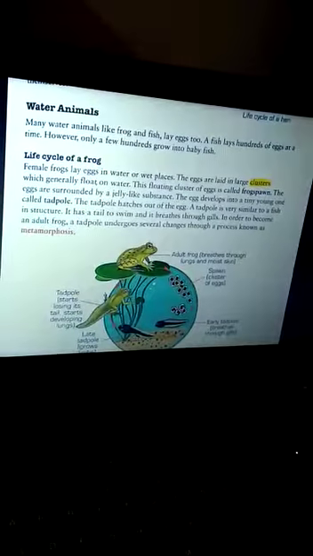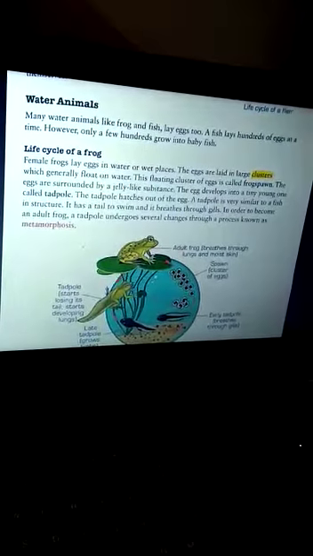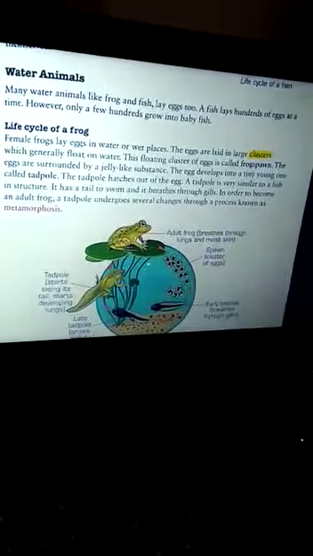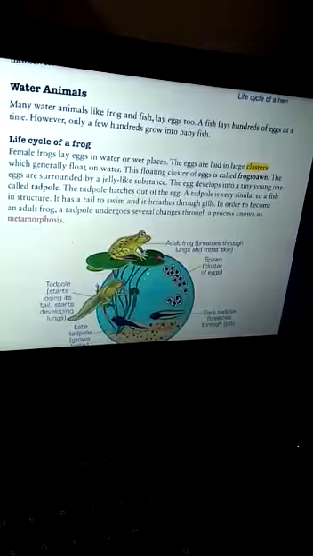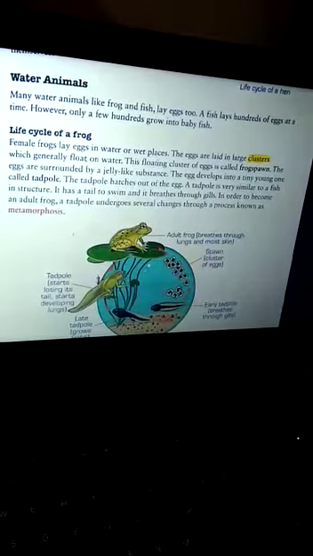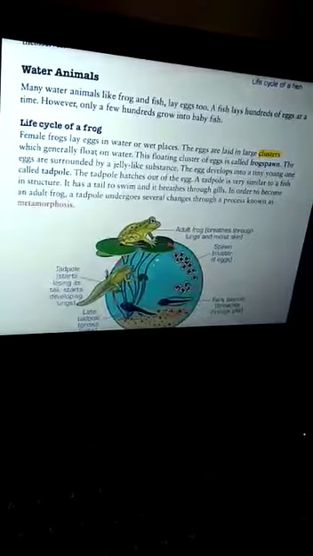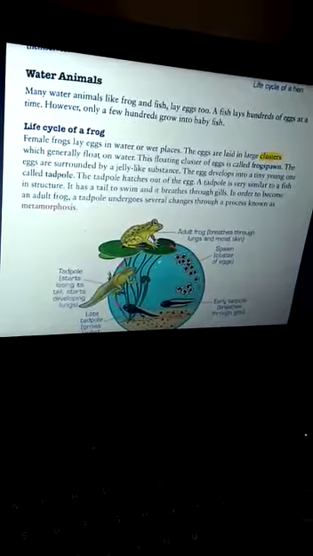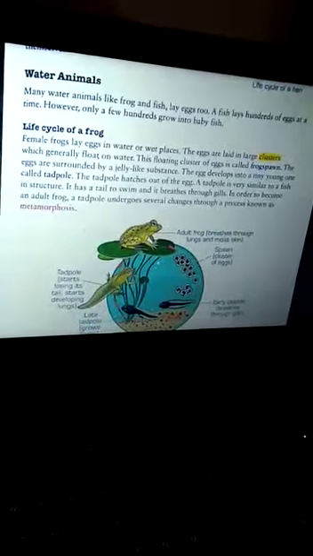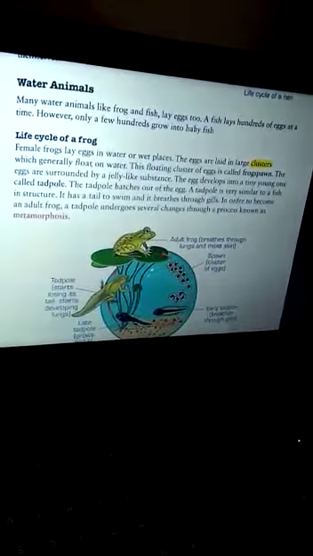So first, we want to talk about water animals like frogs and fish. We talked earlier that they lay eggs too, and a fish lays hundreds of eggs at a time. However, only a few grow into baby fish, because many of the eggs are eaten by big animals, and many do not undergo metamorphosis because they are destroyed at a very early stage. So let us start to know about the life cycle of a frog.